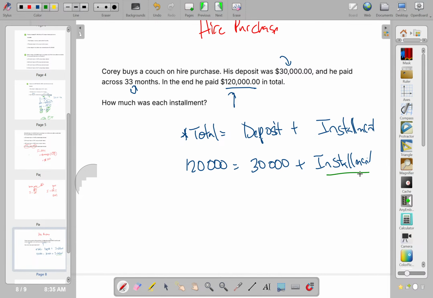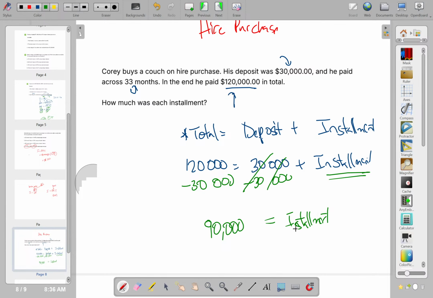If I'm solving for installments, I must subtract 30,000 here and I must subtract 30,000 here. So that would mean that the installments were $90,000 in total. All installments added up to 90,000. Now remember here, he paid for 33 months. So if I wanted each installment, this is the total installment, you know. If you want to put total, we can put total there too.